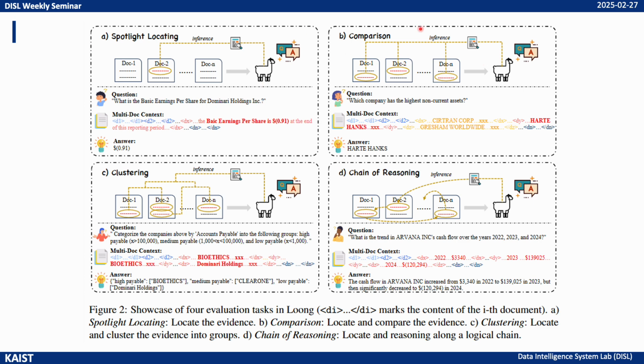The comparison is to find the answer by collecting the relevant information and comparing it across multiple documents, and then they get the answer. And clustering is to generate answers by gathering the relevant information across multiple documents and grouping it according to given conditions. Chain of reasoning is to make the answer by referencing multiple documents and tracking the information, and then they get the final answer.